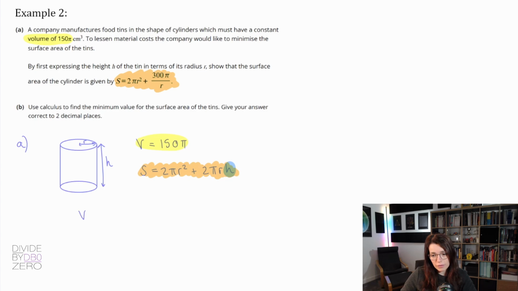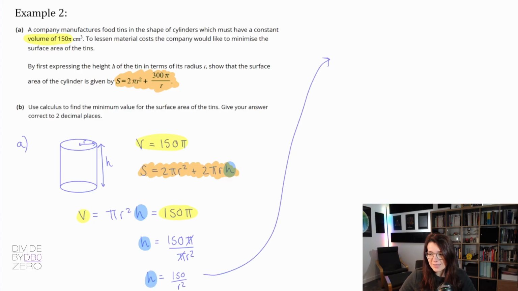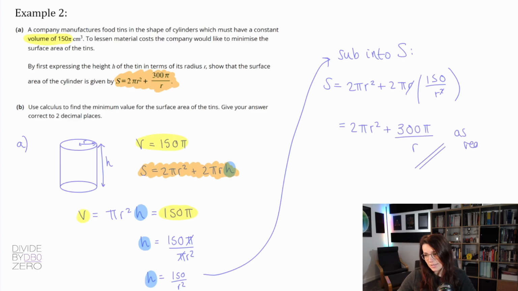So what do we know? We know about the volume. Volume of a cylinder generally is pi r squared h. We know it's equal to 150 pi, so let's write that down. Once again, that's from the question. And then we can rearrange this equation for h. When you do this, you can cancel the pi's, and you're left with h equals 150 over r squared. You're then going to substitute this into your s equation. And when you do this, you get s equals 2 pi r squared plus 2 pi r times 150 over r squared. See if you can cancel anything easily, maybe the r's there, and then simplify. And you will get the expression that they wanted.